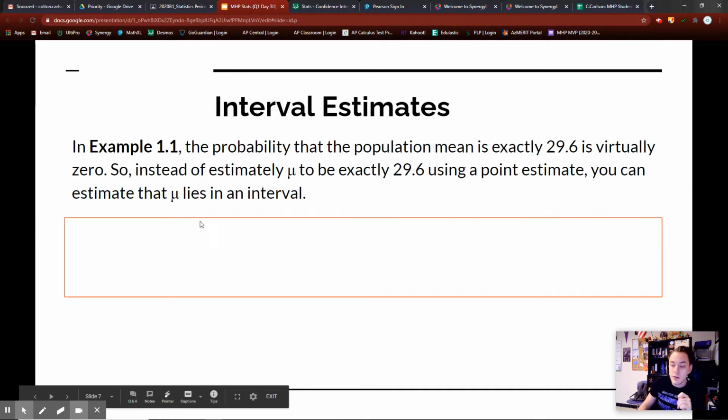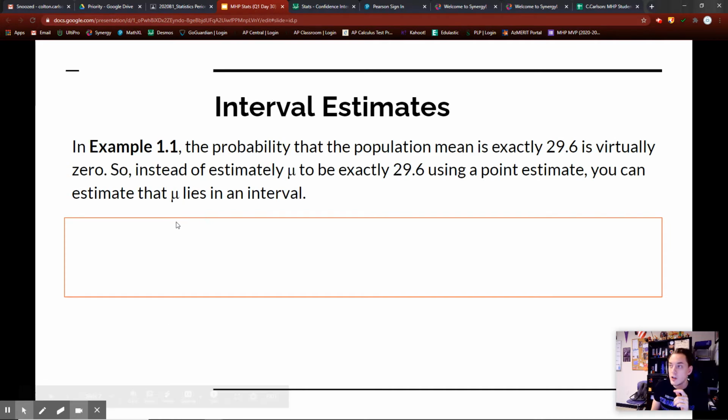So before we get to the confidence interval, we need to know what an interval really is. I mean, for real. So what is an interval? Okay, think about it like this. In example 1.1, the probability that the population mean is exactly 29.6 is virtually zero. Even though that was our sample mean, there's no way that the population mean is going to be 29.6 exactly.